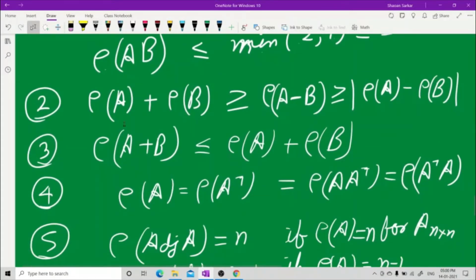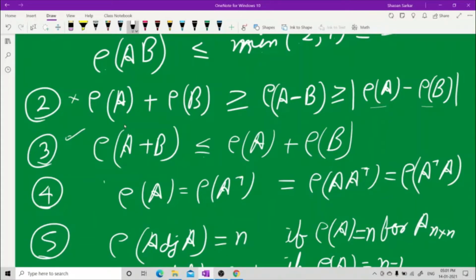For the next one, this is for the sake of completeness, you don't need this in your syllabus also. Rank of A plus rank of B is greater than or equal to rank of A minus B, which is greater than or equal to mod of rank of A minus rank of B. This is also not that important, but still you may get some help from this. Rank of A plus B is less than or equal to rank of A plus rank of B.